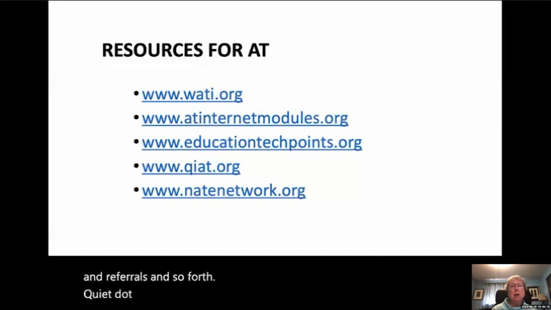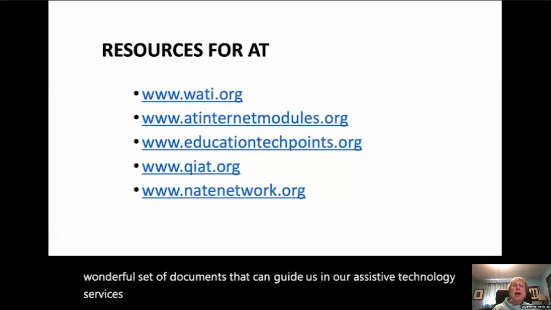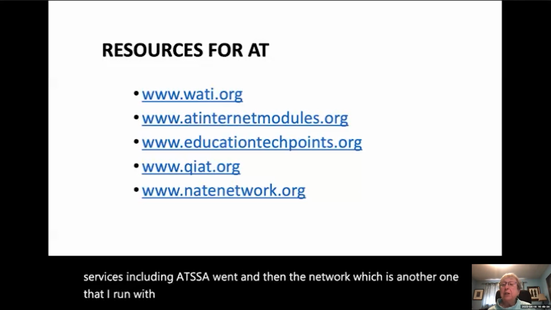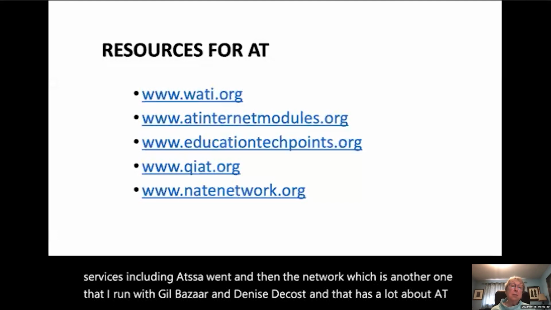QIAT.org, where you can get the quality indicators, which are a wonderful set of documents that can guide us in our assistive technology services, including AT assessment. And then the NATE network, which is another one that I run with Gail Bowser and Denise DeCoste, and that has a lot about AT teams and capacity building.